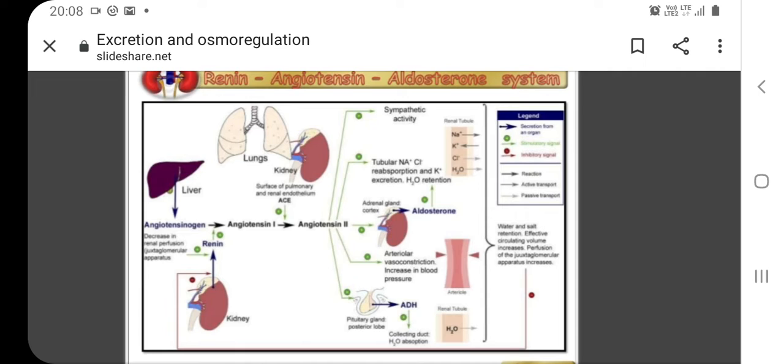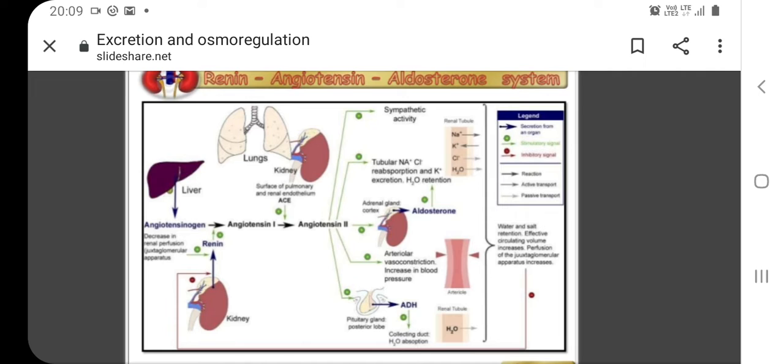ADH also promotes the increase in blood pressure during hemorrhaging by constricting the vessels. Thus, we say that ADH also acts as a vasoconstrictor.